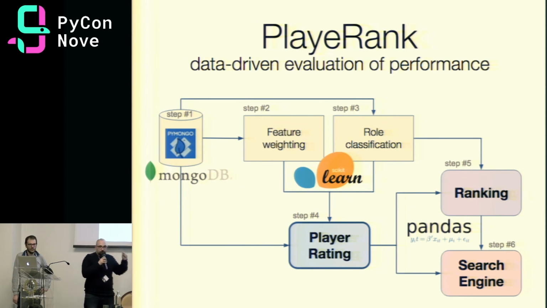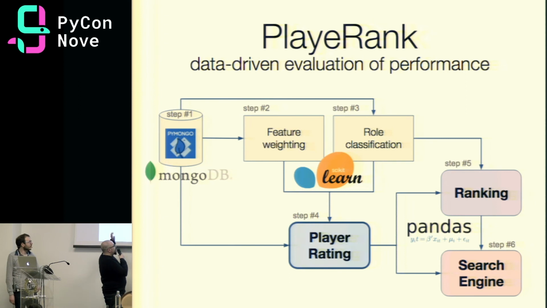So we also provided an algorithm to automatically detect the role of a player by observing the average position during a game. And we did this task by using the well-known scikit-learn Python package.